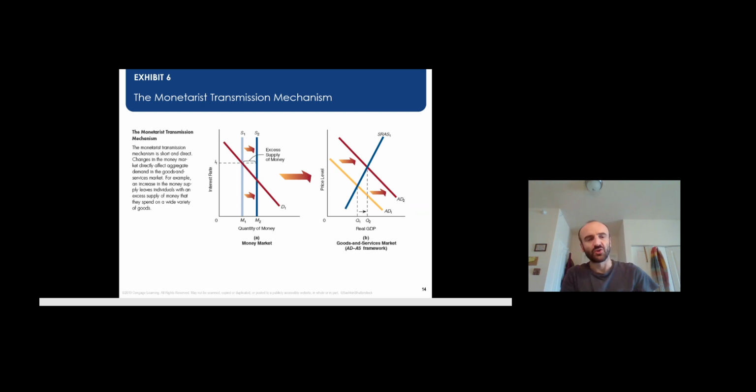You don't have to lose sleep over that at all, because the link is anyway direct. So once you do this, S1 to S2, increase quantity of money, you move to the right and you go from AD1, the yellow curve, to the red curve, AD2. Aggregate demand increases. There are no risks that the aggregate demand will not increase.